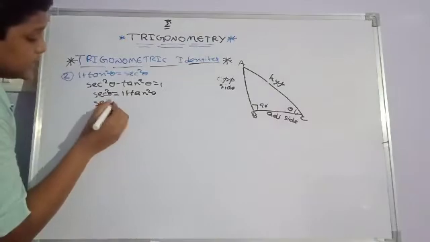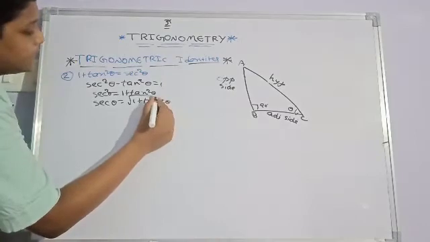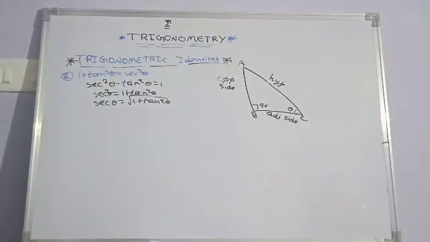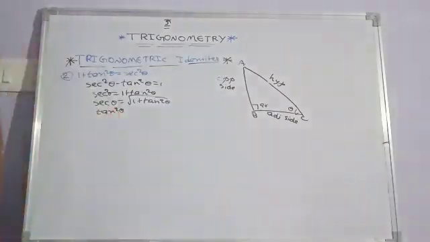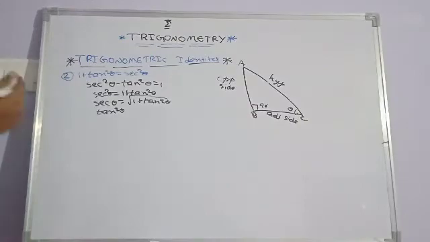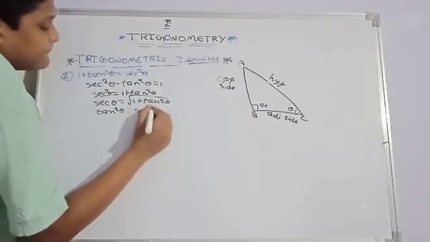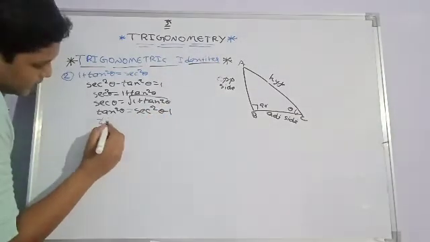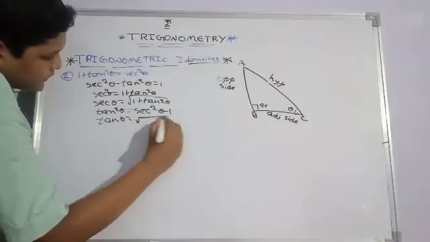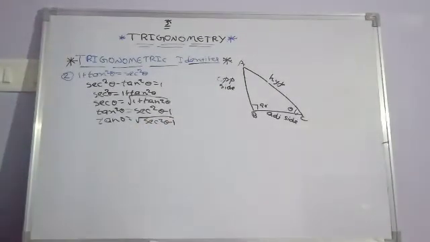The next one is secant theta is equal to root over 1 plus tan square theta. Next, tan square theta is equal to secant square theta minus 1, when this moves to that side. Okay. Tan theta is equal to root over secant square theta minus 1.